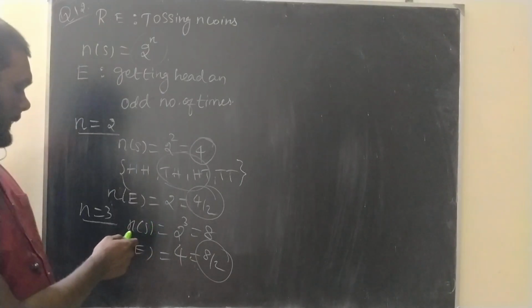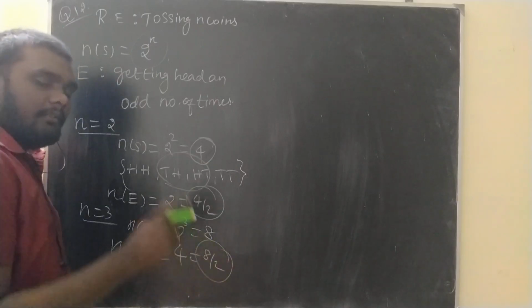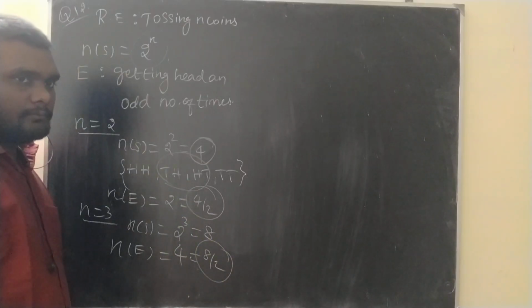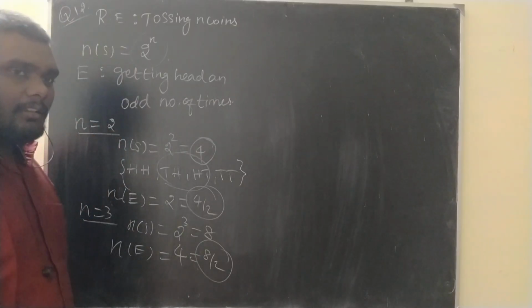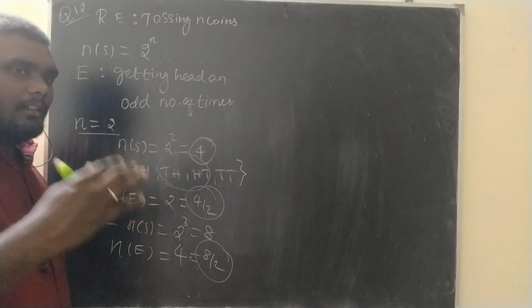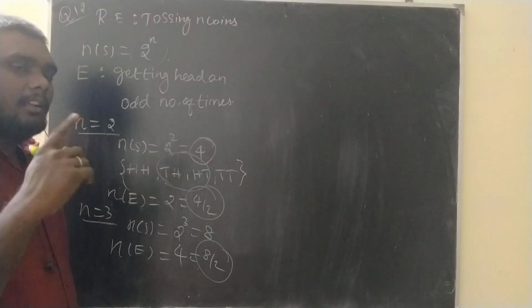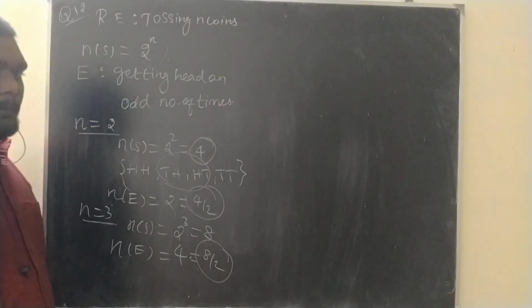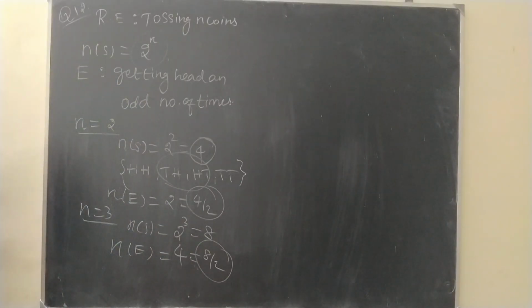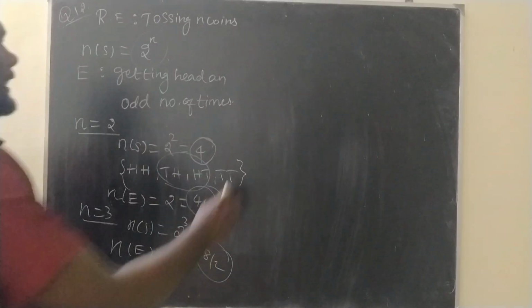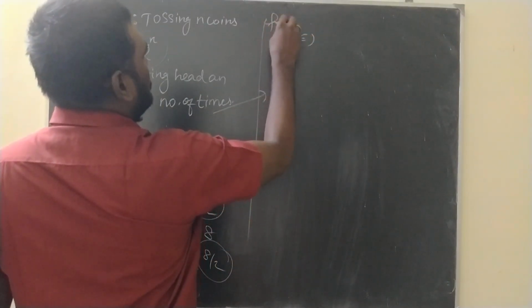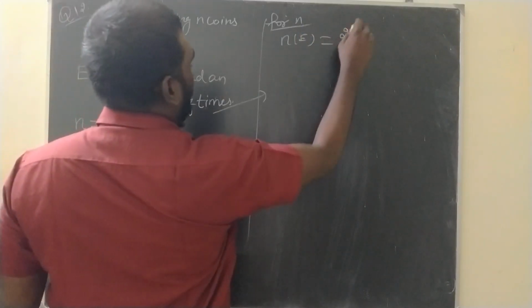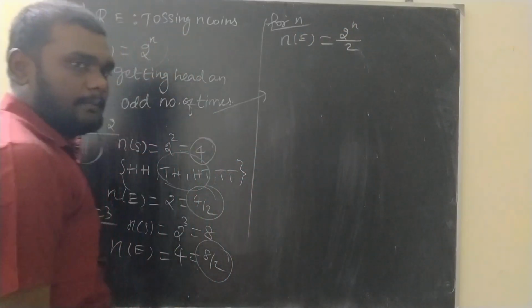If you wish, you can write all the outcomes of this and count how many we have. Like 1 head means 1 head, 3 tails. That itself we have 3 alternatives. And 3 heads and 1 tail would be 1. So totally 4. So we have 2 power n by 2 for our actual event, n of E for n. It is overall 2 power n by 2 times.